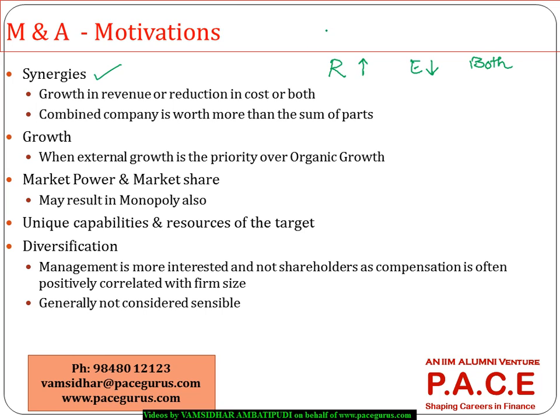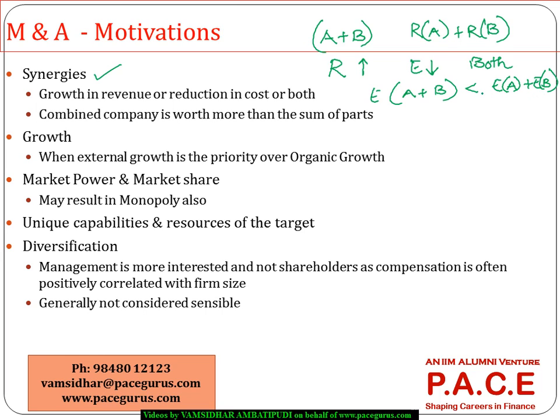Which means it's like saying revenues of A plus B together will be much more than revenues of A plus revenues of B. That excess is what is called a synergy. Similarly, combined expenses of A plus B will be less than the expenses of A plus expenses of B separately, which means there could be some duplicate usage of resources, etc. So this is called a cost reduction synergy. This is a revenue growth synergy, and in some cases I may get both of them.